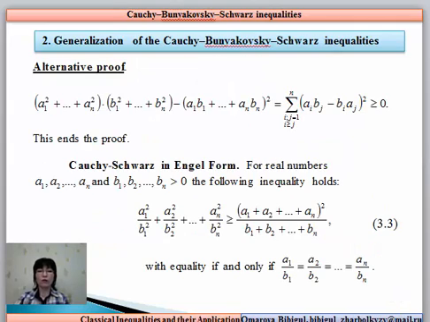Let's consider the alternative proof of the generalization of the Cauchy-Bunyakovsky-Schwarz inequality. We use the algebraic transformation, etc. We move the expression from the right-hand side to the left-hand side by changing the sign to the opposite. This ends the proof.